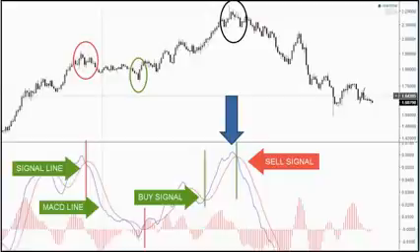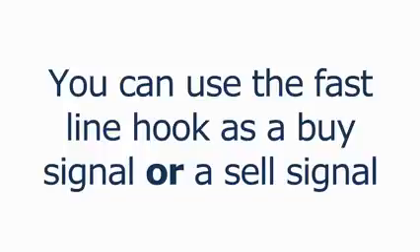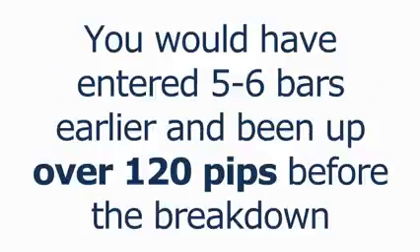We see the separation decreasing as price slows down and then explodes to the upside, but closes on its open, as seen on the pin bar. This is bearish. Now bring your eyes to the fast line of the MACD, and you can see it hooked to the downside. Given the context of price action and structure, you could gain an early entry into a possible reversal. Depending on the context of the chart, you can use the fast line hook as a buy signal or a sell signal. These can be used to enter the market or as a profit-taking indicator. Well, this is a weekly chart, and you would have entered 5 or 6 bars earlier and you'd be up over 120 pips before that breakdown happened.